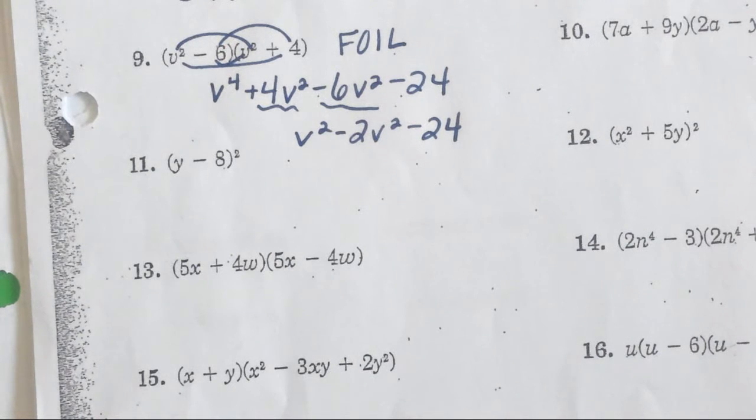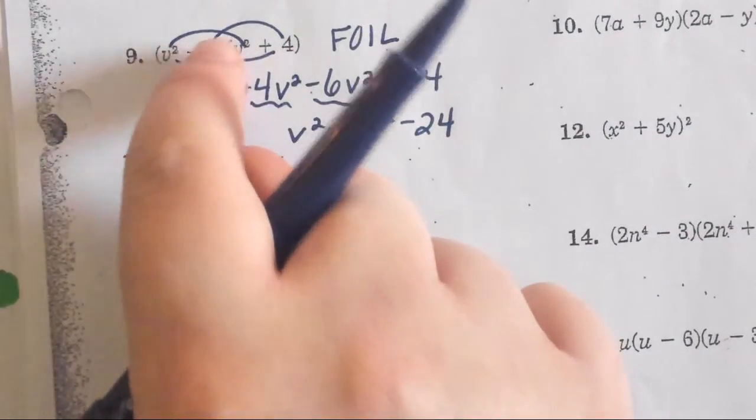Number 11 is just as easy, and so is 13. But you probably won't want to work one like 15, 17, or 19. Why are we not using FOIL on 15, 17, or 19? They don't just have the 4, yes. It's not 2 binomials. Here we have a 1, 2, and a 1, 2.